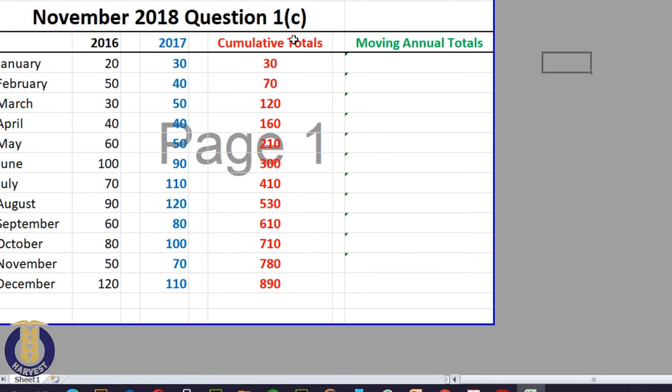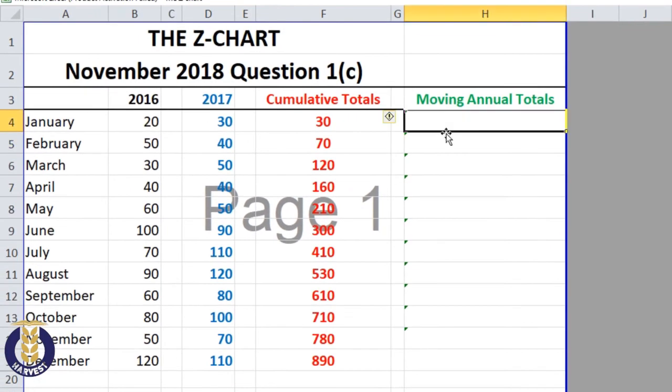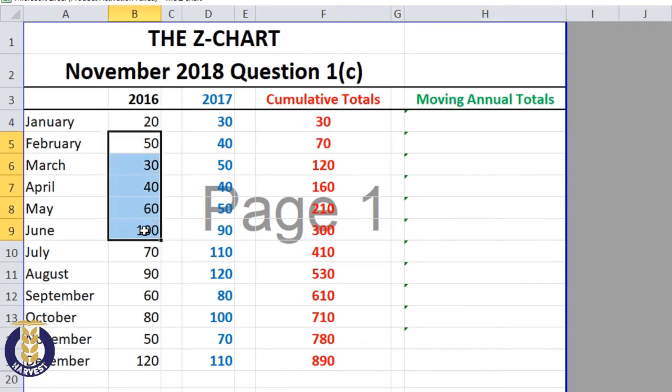Then when you are done getting the cumulative totals, you proceed to get the moving annual totals. Now, moving annual totals, not averages, okay? So you must get the totals. How do I get the totals? You begin with January. Starting with January, you add from Feb, because you're already standing in January, so you don't consider the 20. So you're going to consider all these figures.